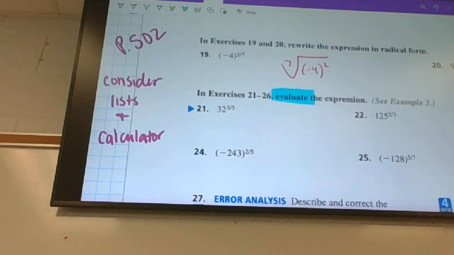Did you guys make a list of powers of five, or did we just do squared, cubed, and fourth? Yeah, did you do the fifth? Awesome. Okay, so here they are. If you want to turn to that, that's your list.